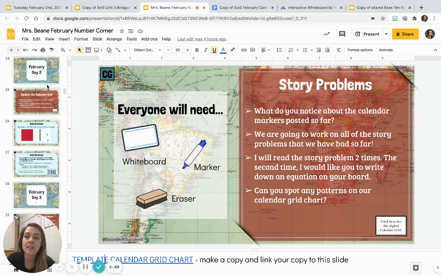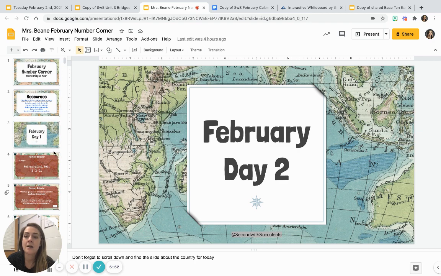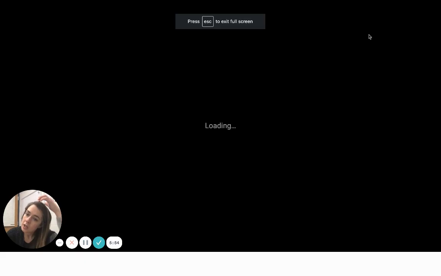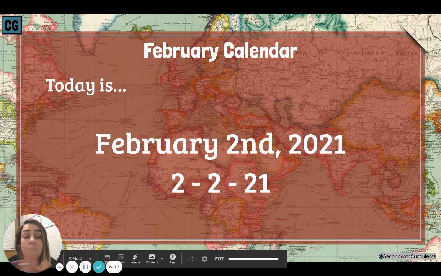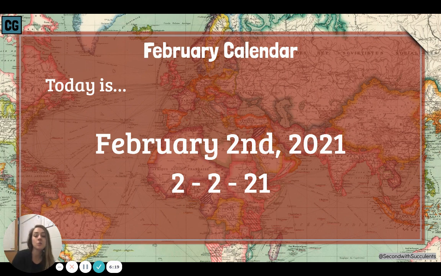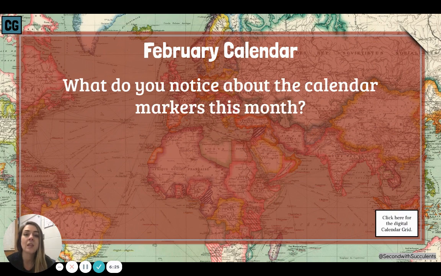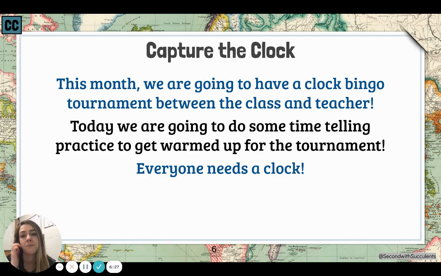Now, this is something you very well might need to do after you get off of the screen with me, because online and in person is just different. When I do this in person, they can follow along and do it with me, but you're on your iPad, so you won't be able to do it in the same way. So it's really day 2 of February. So it's February 2nd, 2021, or 2-2-21.